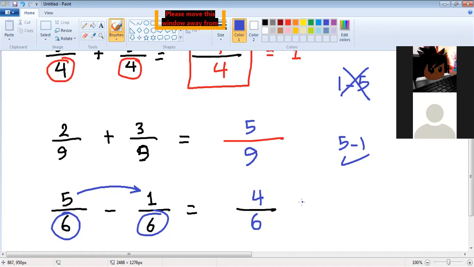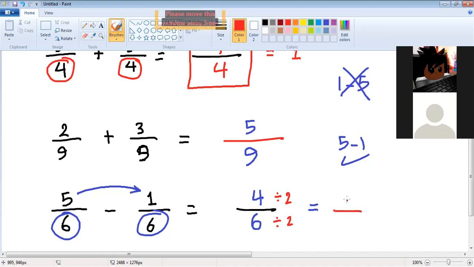Okay, can you simplify it? Simplify means you have to divide both the numerator and denominator by the same number. 4 and 6, are they even or odd numbers? Even. So can we divide both of them by 2? Yes, we can. 4 divided by 2 and 6 divided by 2.